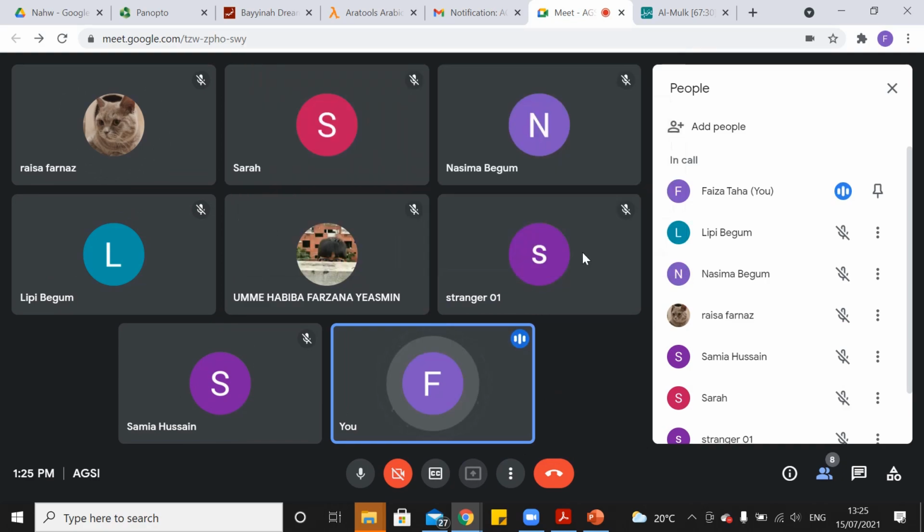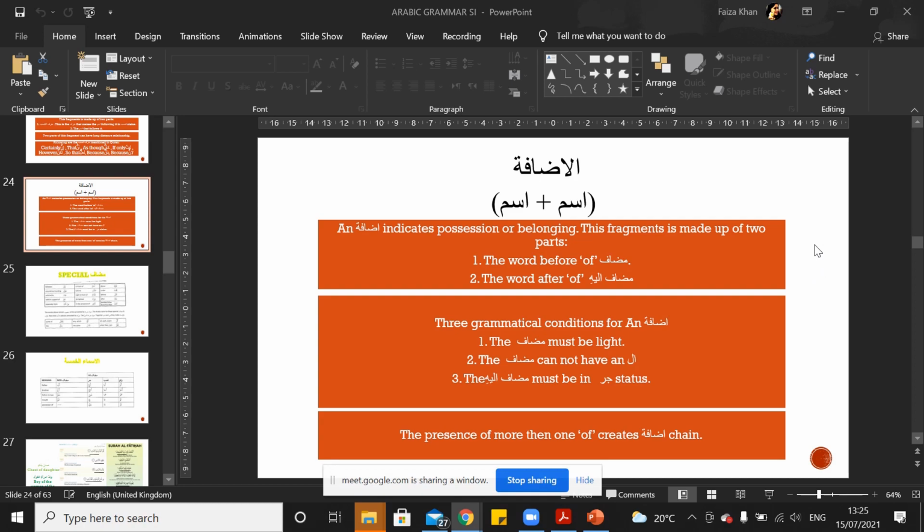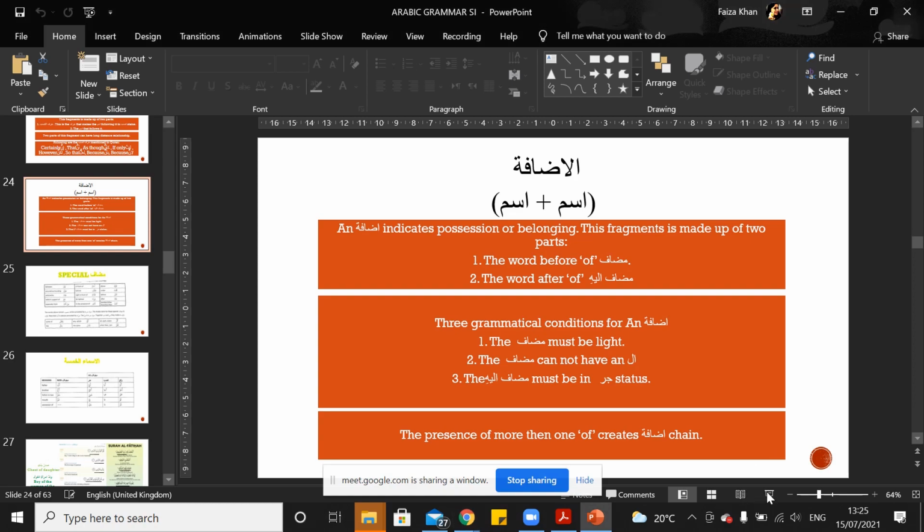Yes, it should be in jar status because we have already studied that jar is the form of the word that comes after the harf jar. So the idafa fragment is one of the reasons for an ism to be jar. It consists of two parts. Can you see my screen now? Yes. Okay, mudaf and mudaf ilayh. The word that comes before of is mudaf, and it can be rafa, nasab or jar. But the word that comes after of is mudaf ilayhi, and it can only be jar.